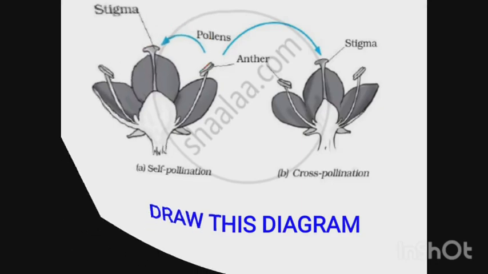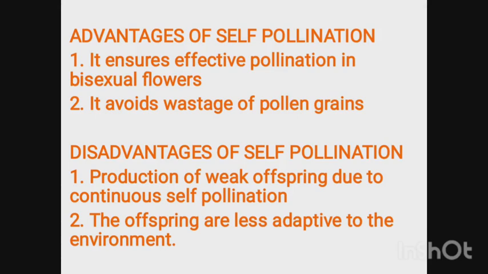Let's move on to the next slide. Let's look at advantages of self pollination. Number one, it ensures effective pollination in bisexual flowers. Number two, it avoids wastage of pollen grains. And the disadvantage there is that the offspring is usually weak due to continuous self pollination. So if they keep on pollinating themselves, the result is usually very weak.